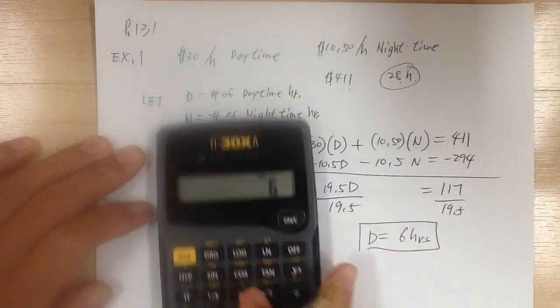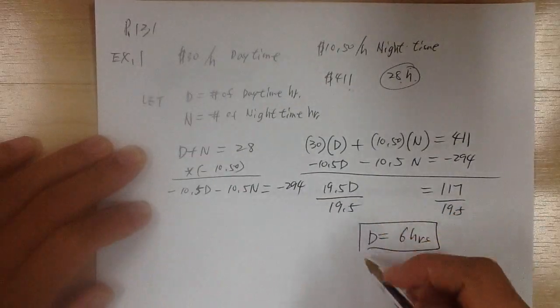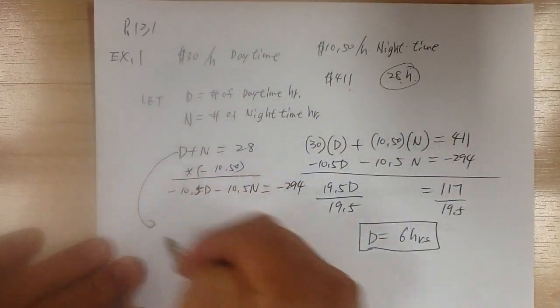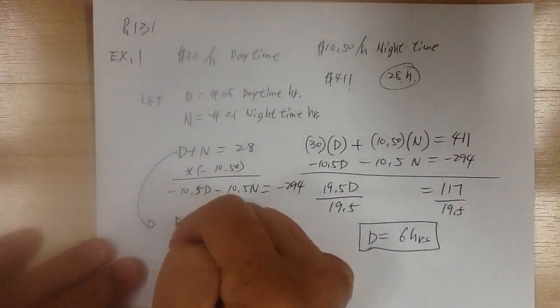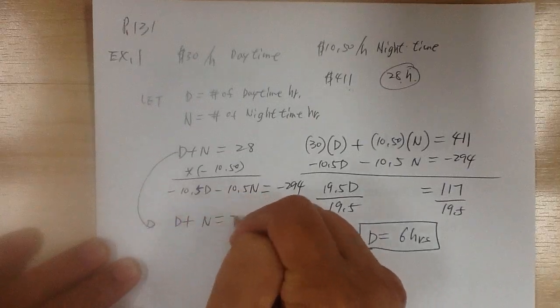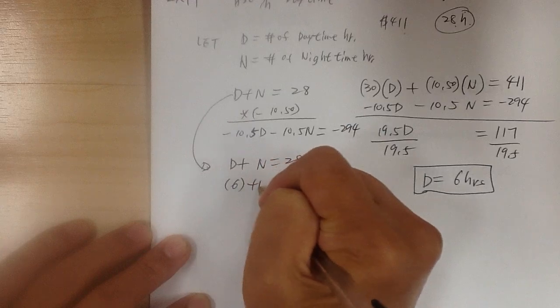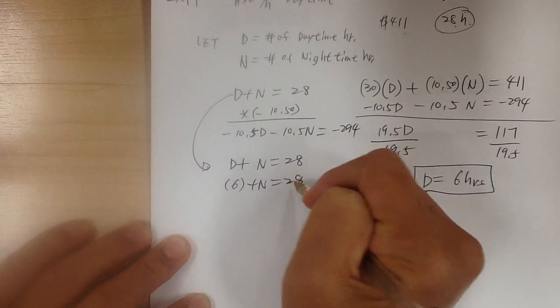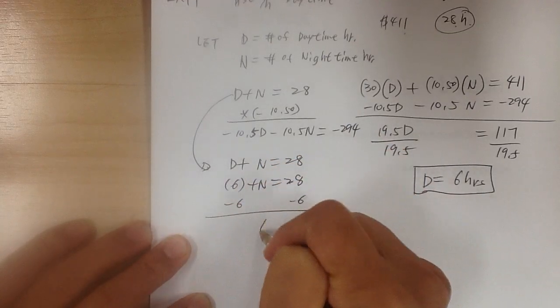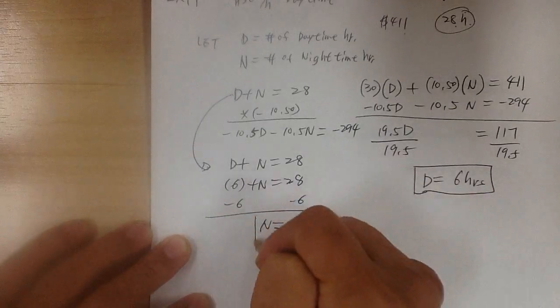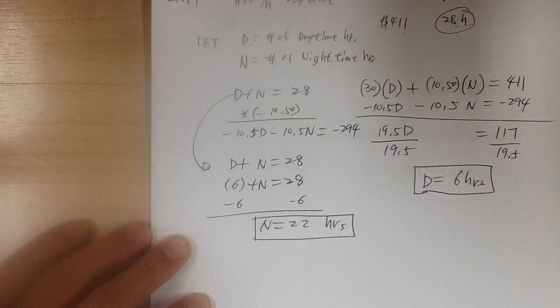Once you find the daytime hours is 6 hours, you can figure out N using any one of the equations. This would be the easiest one to use: D plus N equals 28. Then you substitute this in here, and minus 6 on each side. So N equals 22 hours. And that's it for example 1.